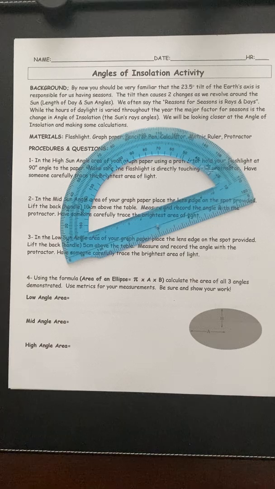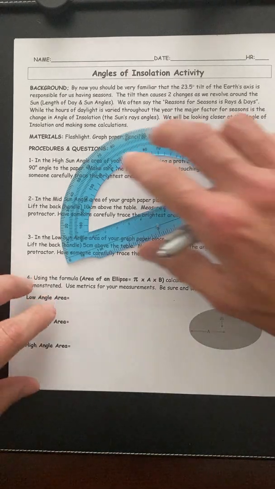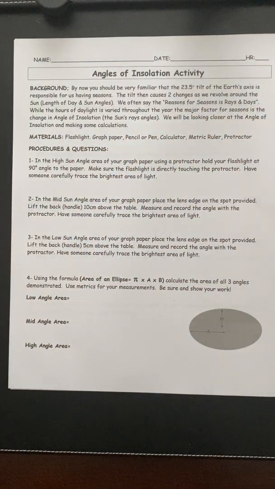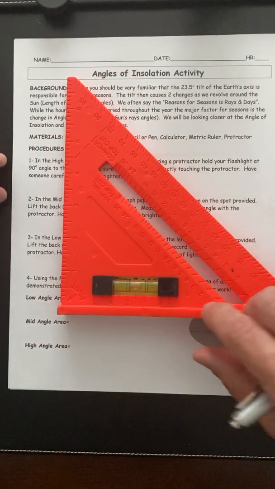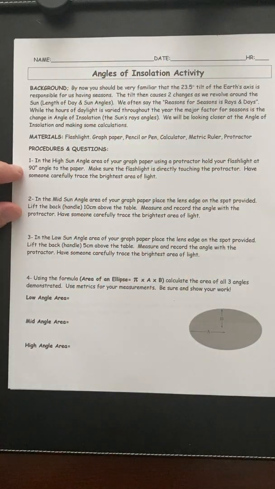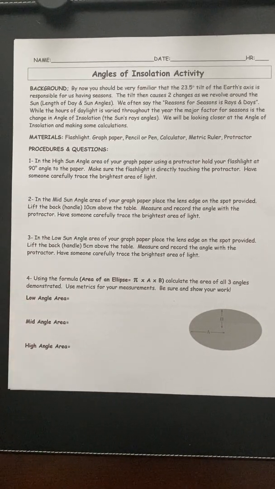A protractor. I can show you a workaround if you don't have one, or maybe you've got someone in your household who's kind of handy with tools. They've got a speed square. That'd work pretty darn good as well. If not, like I said, we can guesstimate some of these angles that we're going to refer to as a low, medium, and high.